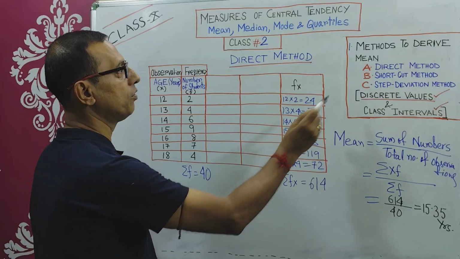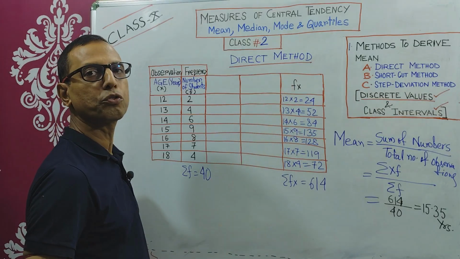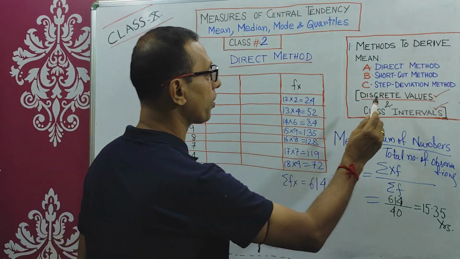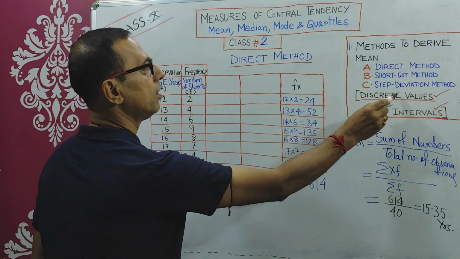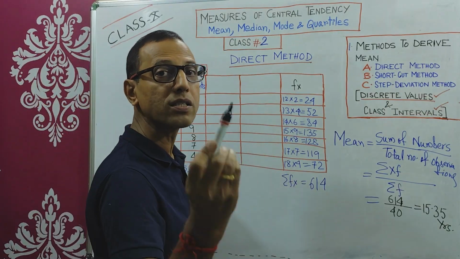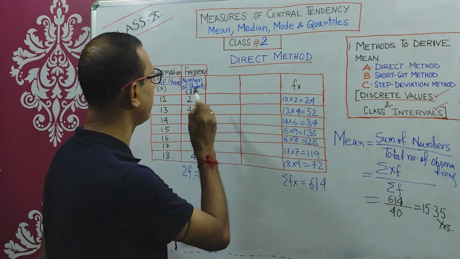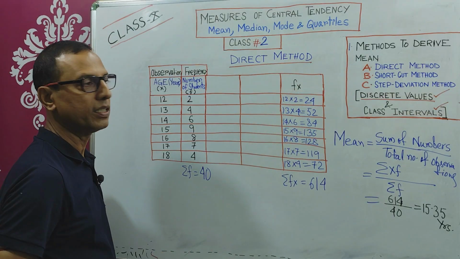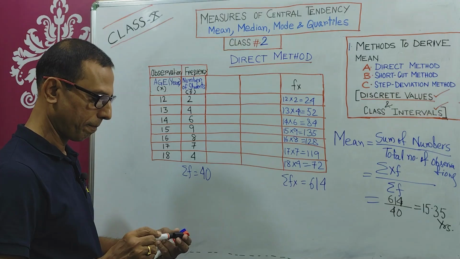Now I will explain the shortcut method and where you should not go for the direct method. This was for discrete values; there is a direct method for discrete values. Now I will go to class intervals. What is a class interval? Then I will apply the same direct method to the class interval, and then I will go to the shortcut method.